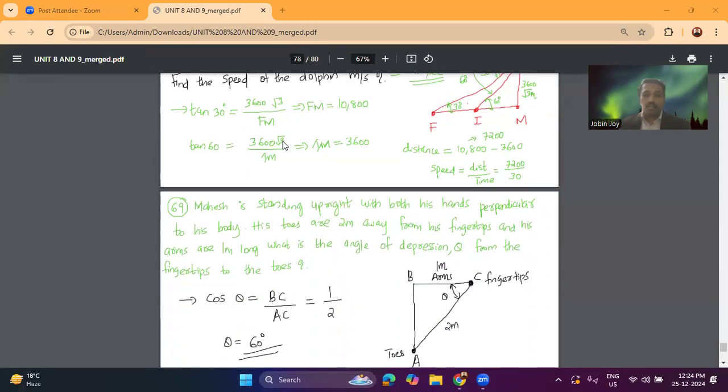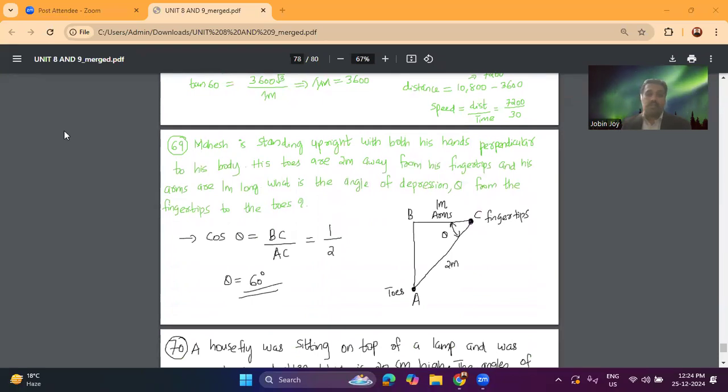Question number 69. Mahesh is standing upright with both his arms perpendicular. These are his arms. These arms are in a perpendicular position to his body. His toes are 2 meters away from the fingertip. So this is the fingertip and this is the position of the toe, and this distance is given. This is 2 meters.